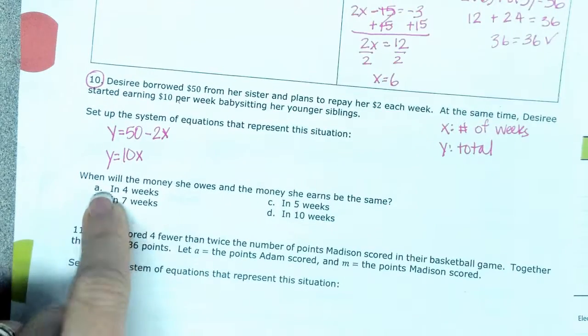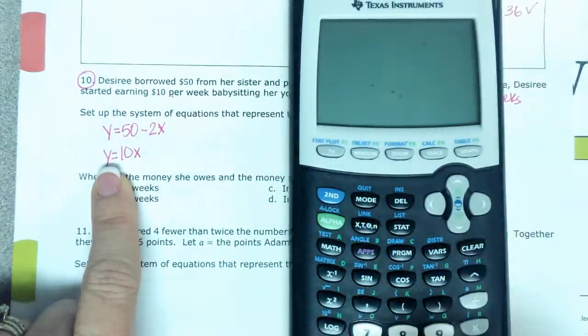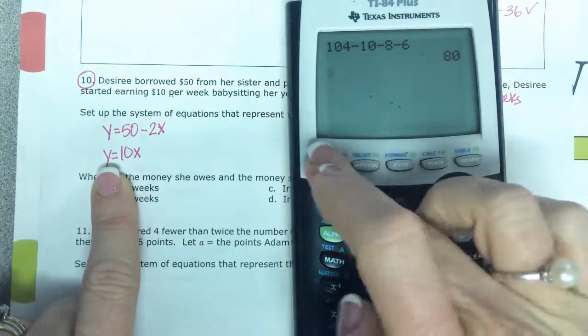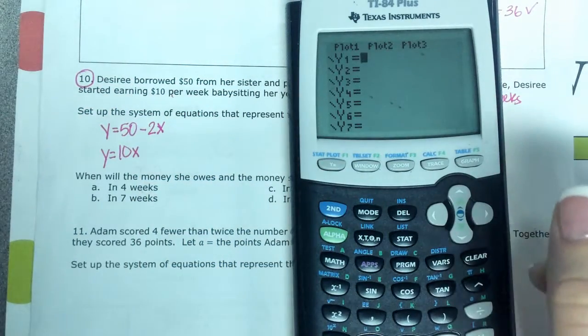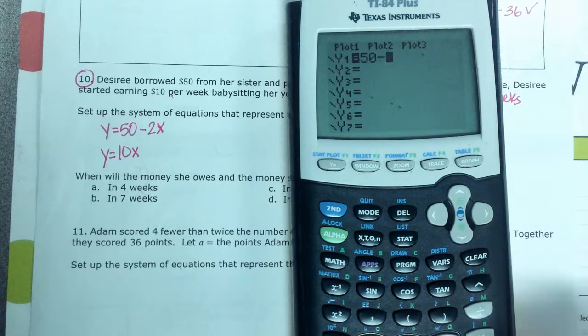So what method would we use here? Let's graph it then. Everybody has their calculator? Hopefully. And we're using graphing because both of them are solved for Y. So we'd have 50 minus 2x for Y1, and Y2 is going to be 10x.